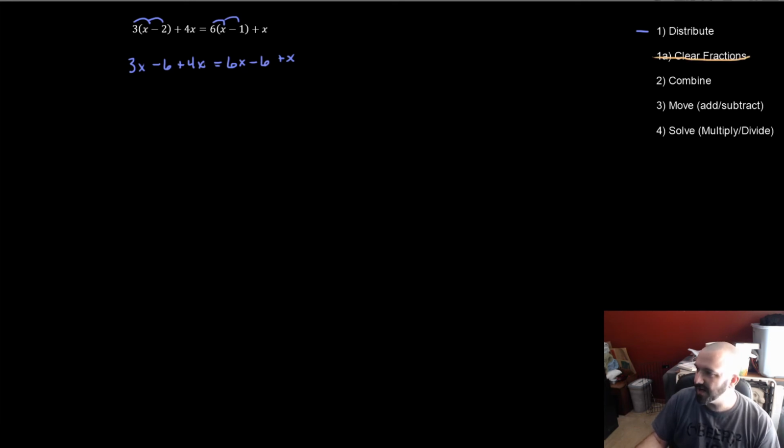I need to combine on both sides. All right, so I've got a positive 3x and a positive 4x, which gives me 7x, and a negative 6 comes down. Over on the far side, I have a 6x and a positive x, and that's going to give me a 7x minus 6 over here.